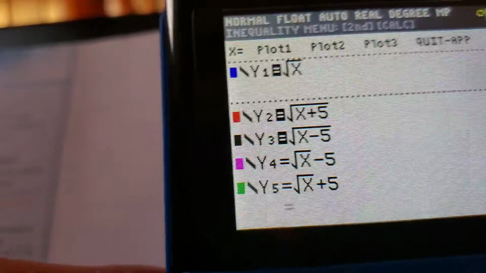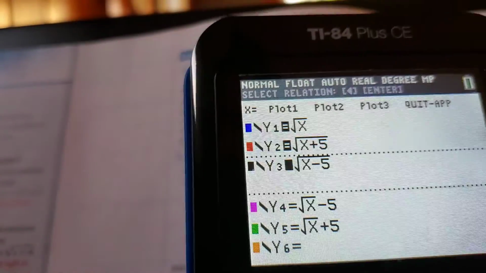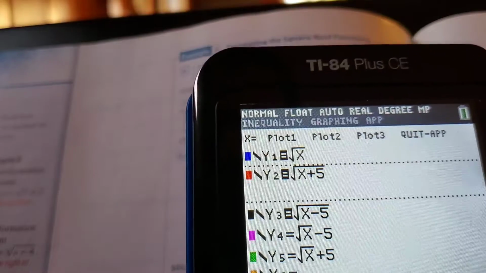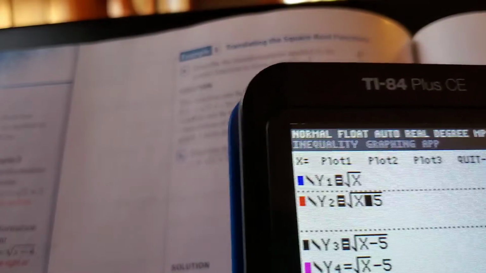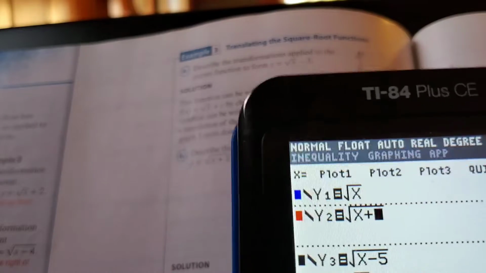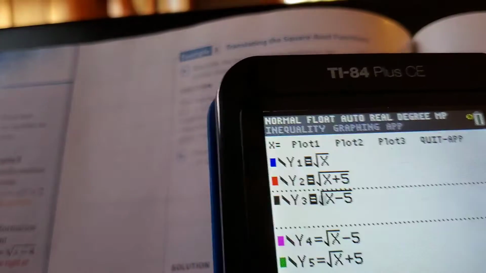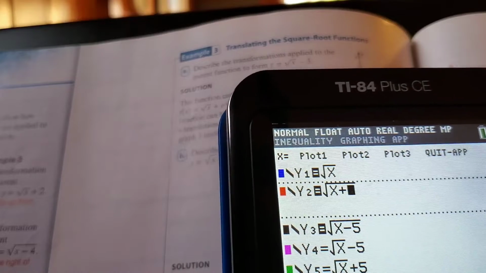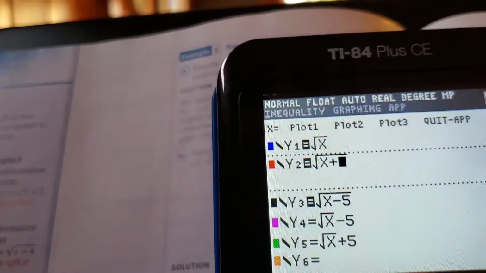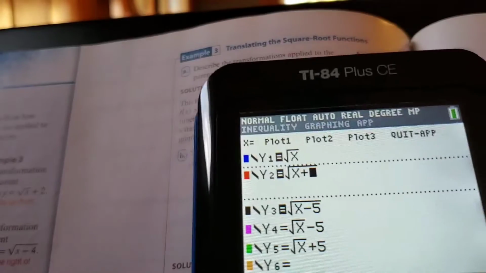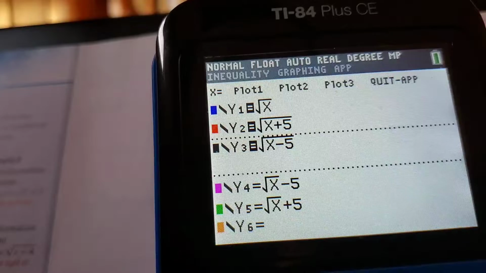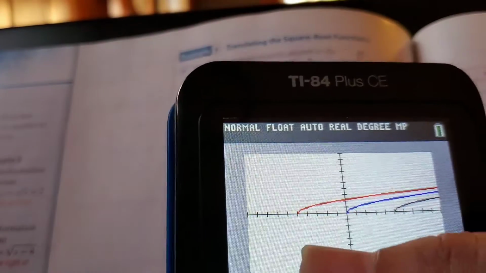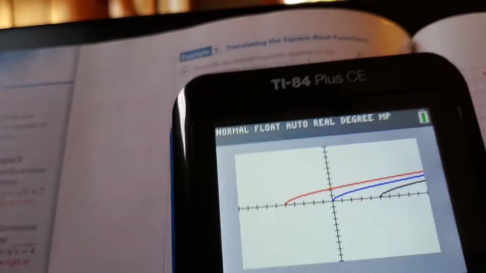So if you have inside the square root a positive 5 or a positive 3 or a positive whatever, it's going to move backwards however many units you have here. So in here I have 5, but it's going to be moved back 5. In here, in the second one, I put x minus 5, right? So it moved forward. You see, it's forward. It moved forward 5 units.